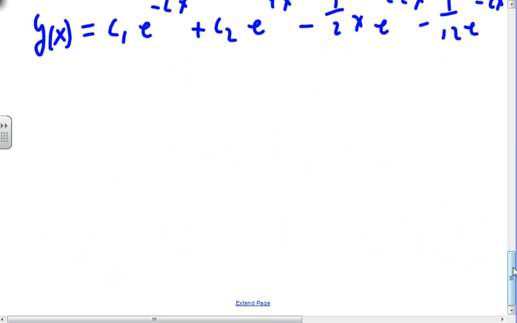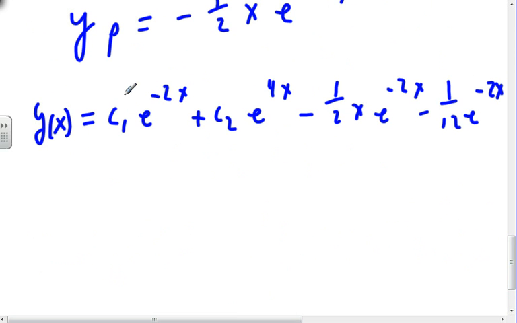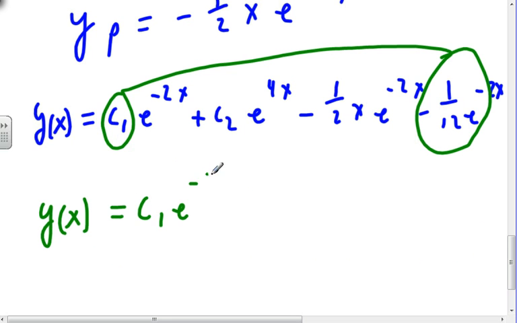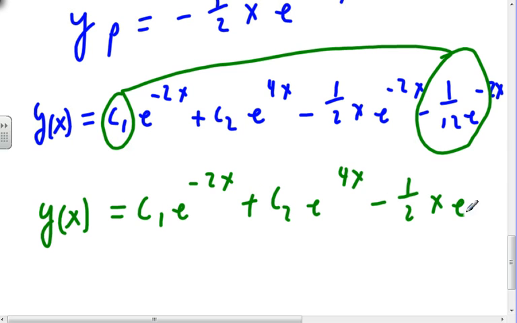But this constant of integration, for lack of a better word, sucks up that one, that guy there. So you'd write it y sub p is equal to c1 e to the minus 2x, c2 e to the 4x, minus 1/2 x e to the minus 2x, because that term wouldn't be there anymore. It would be part of the constant of integration.